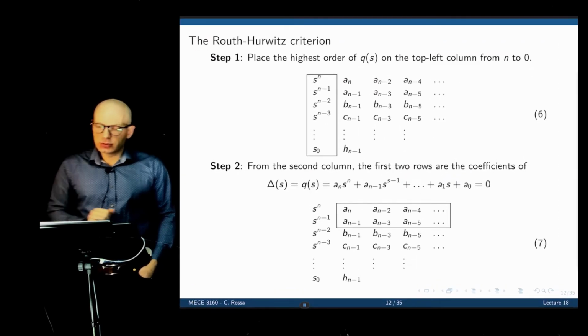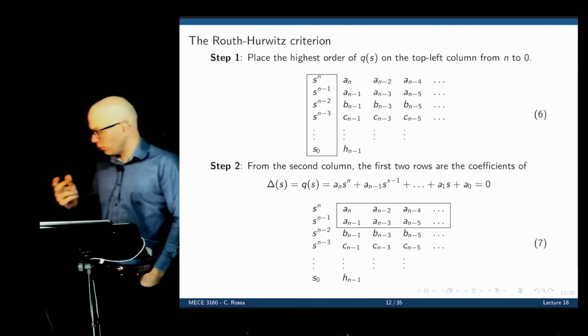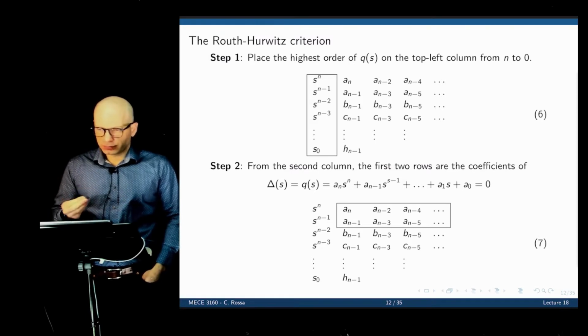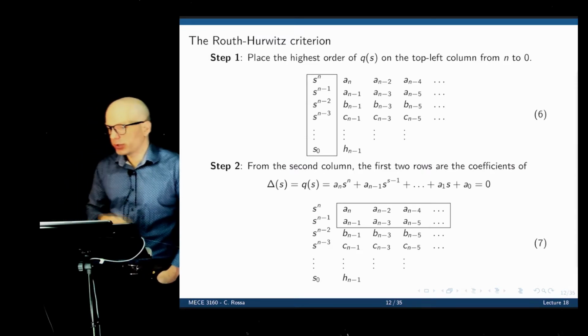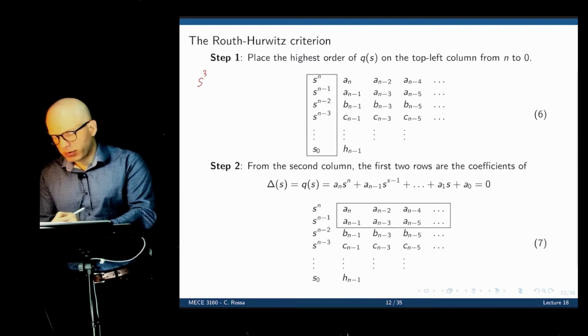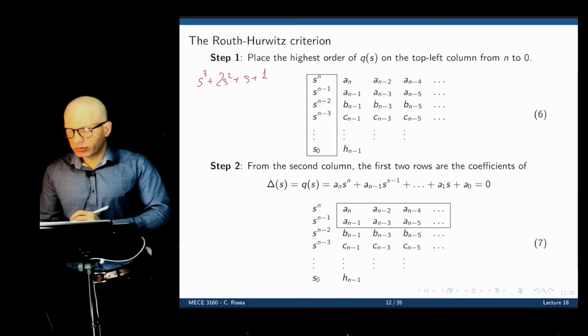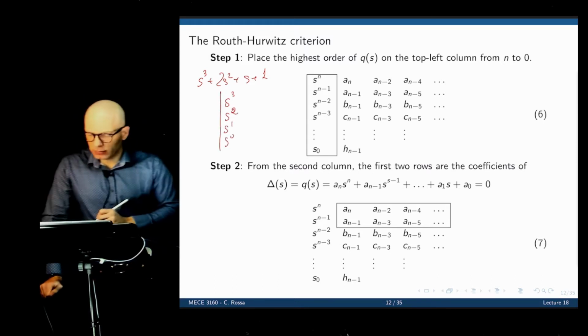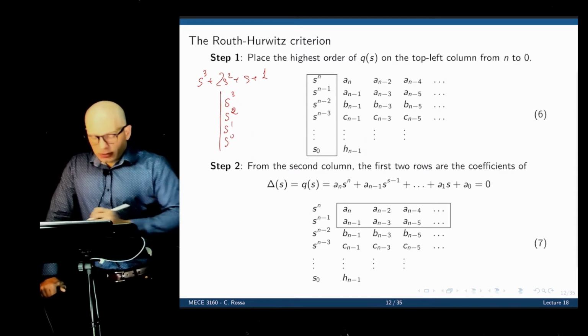So the first thing we're going to do, once we define our characteristic equation, which again corresponds to the denominator of a transfer function, is to place the powers of s in the first column, ranging from n to 0, where n is the degree of that polynomial. So if we had, for example, s to the power of 3 plus 2s squared plus s plus 1, we would start with s to the power of 3 and go all the way down to the power of 0. So that's our first step.